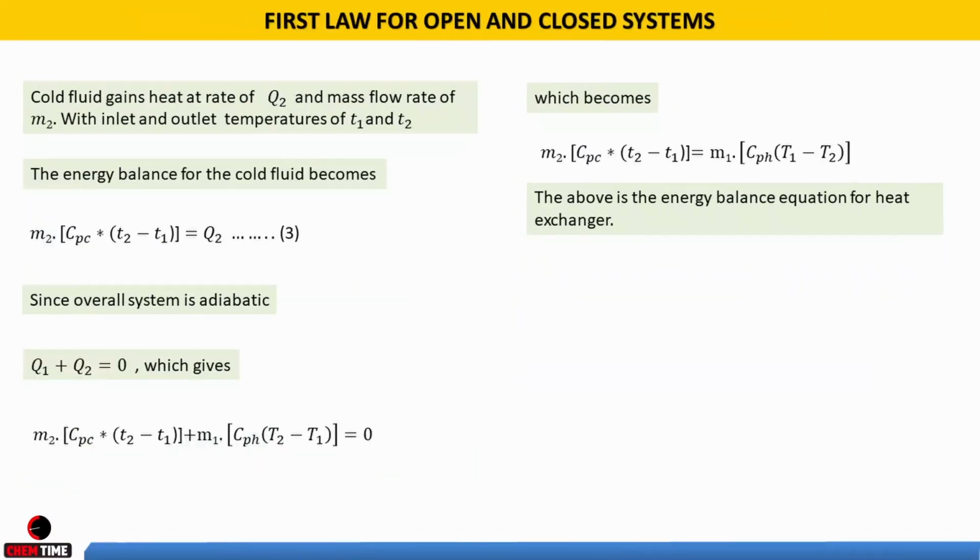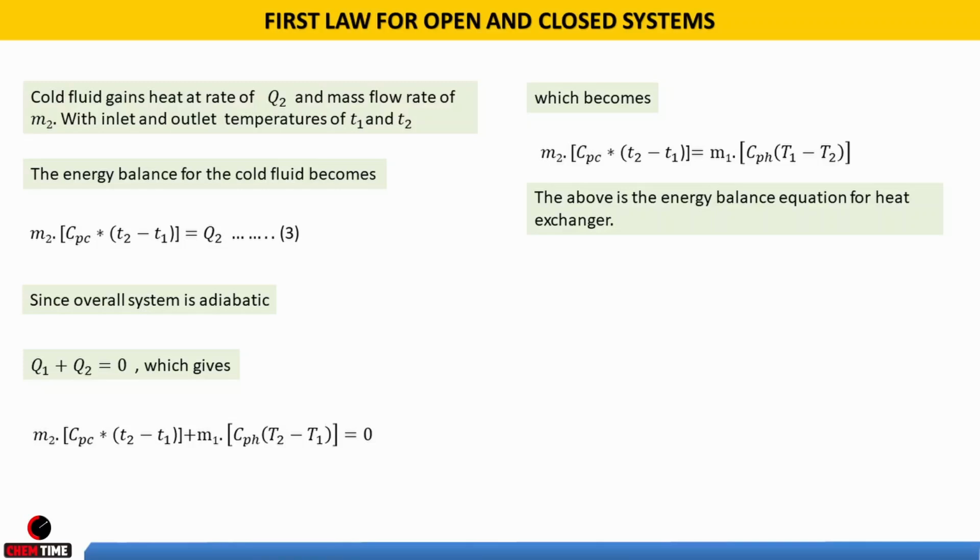On similar grounds, the energy balance for the cold fluid becomes m2 dot into Cpc into T2 minus T1 is equal to Q2, where Cpc is specific heat of cold fluid, m2 dot is mass flow rate of the cold fluid. So combining the overall energy balance for the hot fluid as well as the cold fluid, whatever heat is lost by hot fluid has to be gained by cold fluid for an adiabatic system. So Q1 plus Q2 is equal to 0.